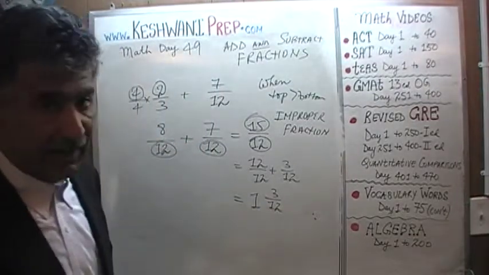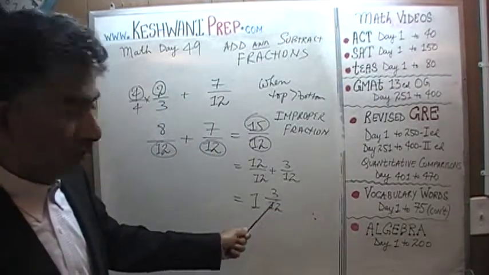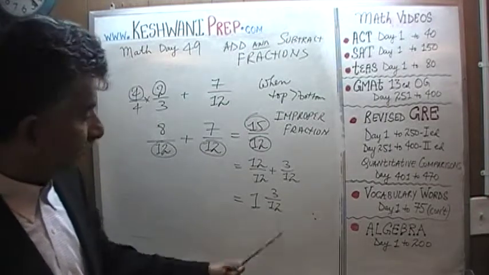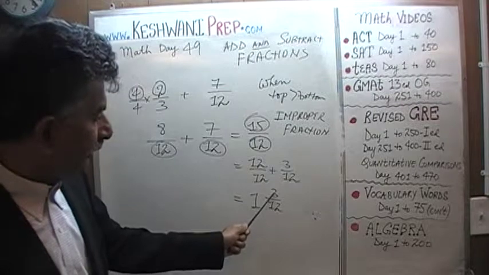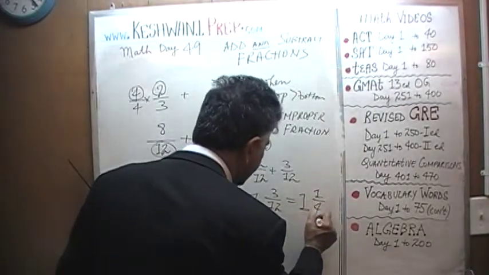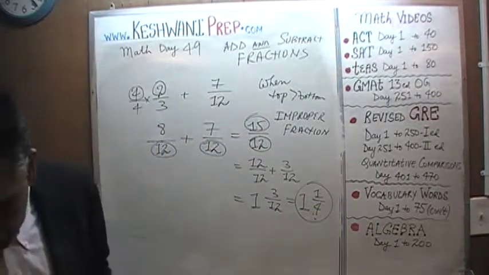We can't leave it that way either, because 3 over 12 has a common factor. 3 and 12 have a common factor, so we need to divide top and bottom by 3. 3 twelfths is the same as 1 quarter. So the final answer is 1 and 1 quarter. That's our final answer, 1 and 1 quarter.